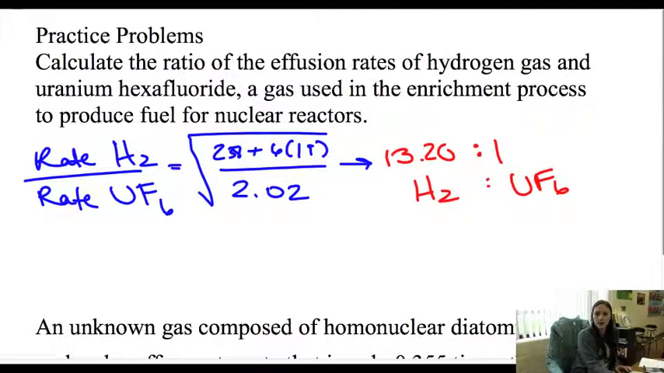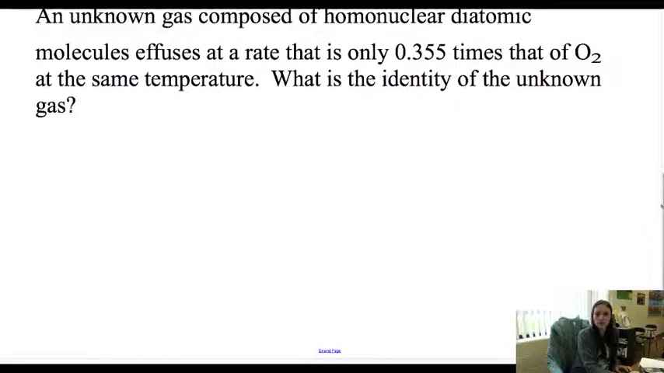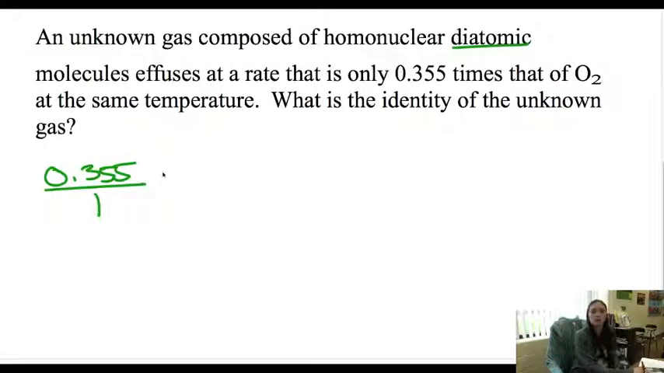In this next problem, I have an unknown gas that's composed of homonuclear diatomic molecules. That means the same nucleus, diatomic being two of the same thing. And it effuses at a rate that is only 0.355 times that of oxygen at the same temperature. What is the identity of the unknown gas? So it's 0.355 times that of oxygen, which means that it should be a lot heavier than O2. It's a lot slower. This number is less than 1.